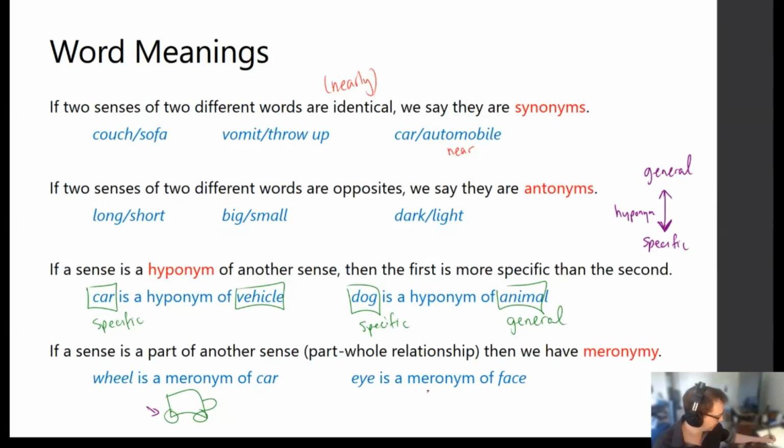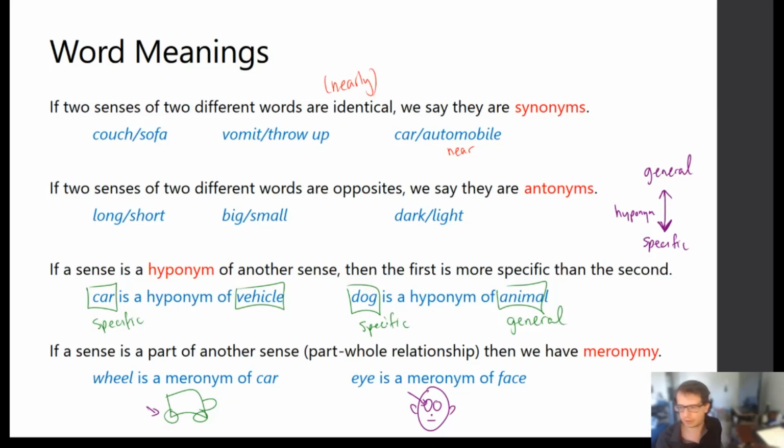But if you have a face, an eye is a part of a face. So eye is a meronym of face. So eye is a part of a face. So these are the different relations between the senses.